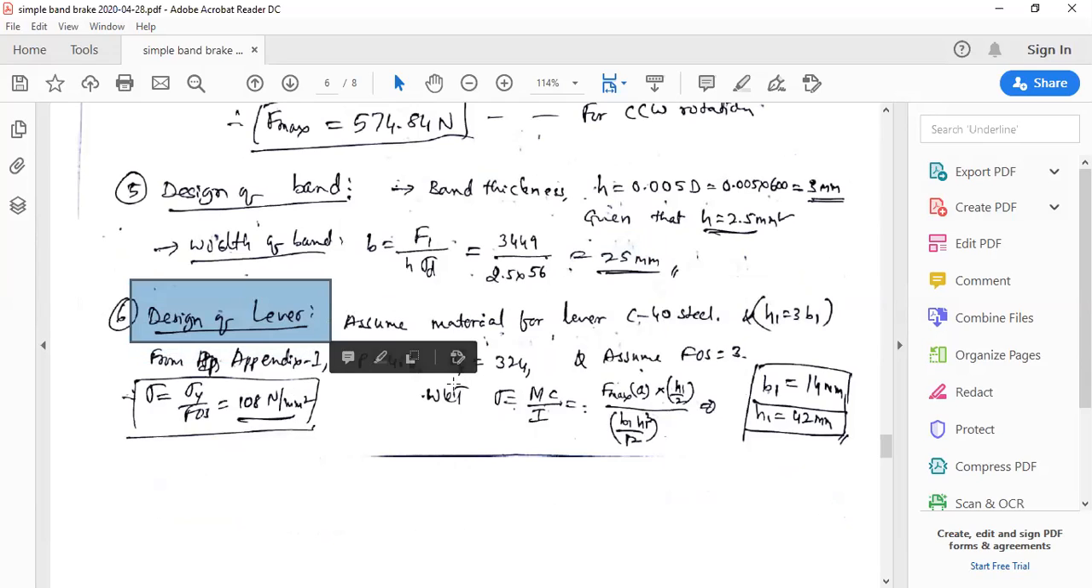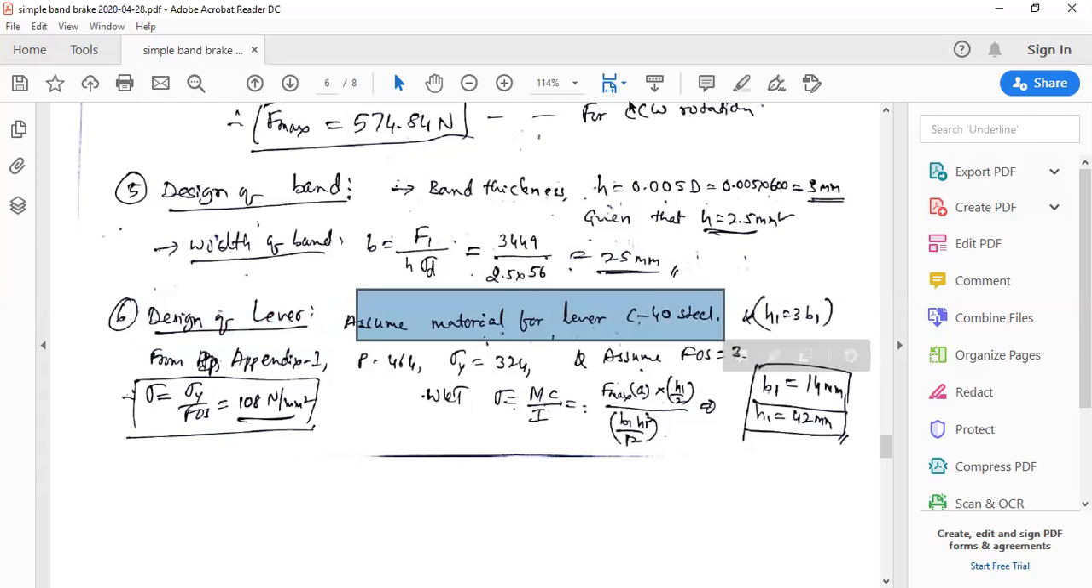The next step, the sixth step, is to carry out the design of the lever. Since the material used for the lever is not given, assume the material as C40 steel. We have to refer to the data handbook appendix 1, page number 464. There the value of sigma y is 324 and the factor of safety is 3, which is also assumed. So sigma equals sigma y by FOS, which is equal to 108 Newton per mm square.